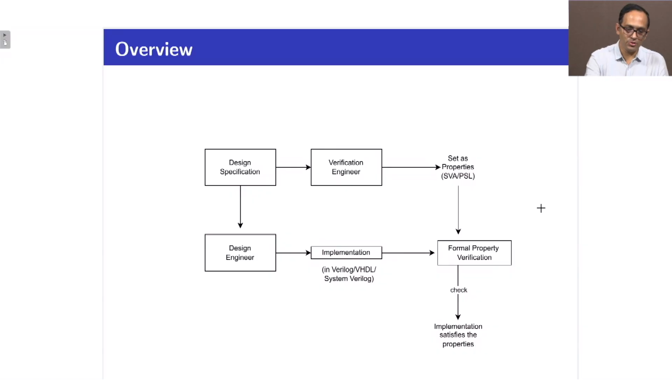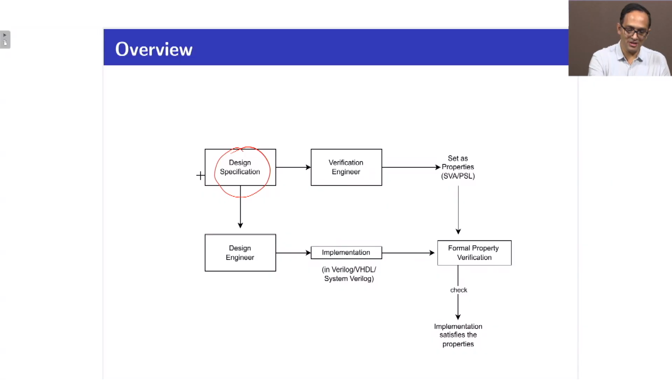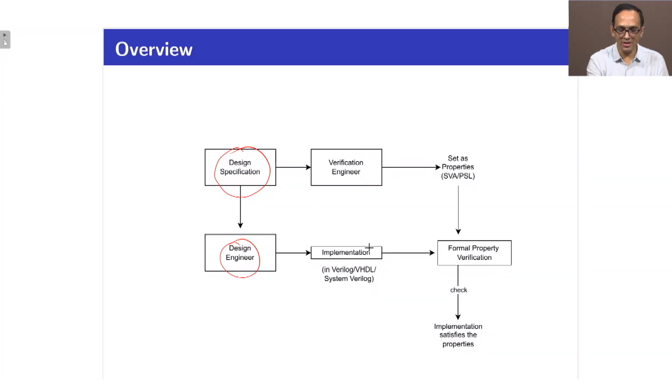Everything starts with some design specification. The specification can be an English-language document where you talk about the things you want to implement, and you may also have some timing diagrams, block diagrams, figures, flow charts. In a specification you can have everything. From there, the design engineer sees this, understands what has to be achieved, and writes the Verilog code. So, seeing the specification, the design engineer produces the implementation.